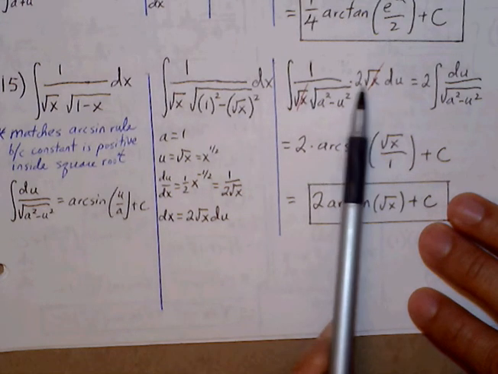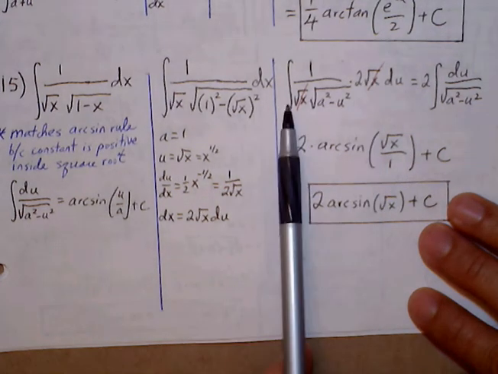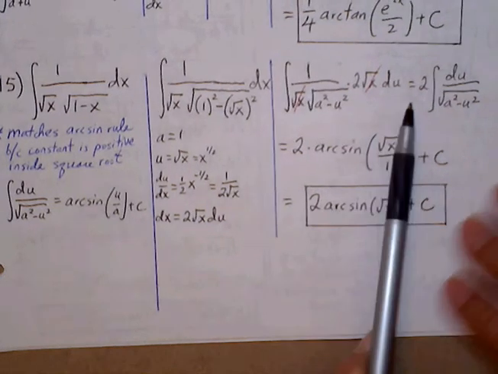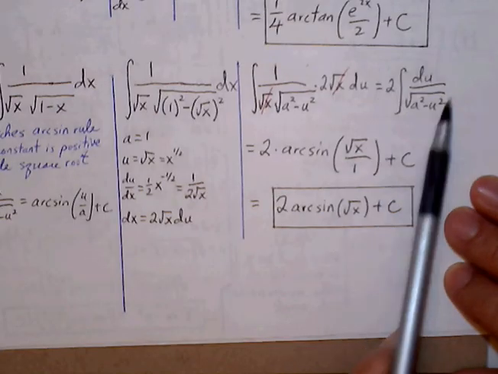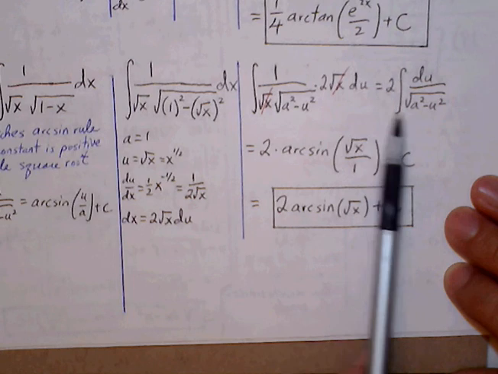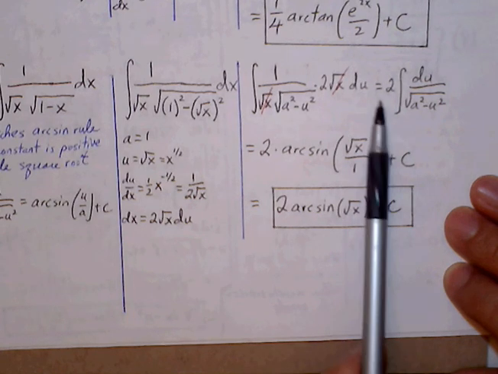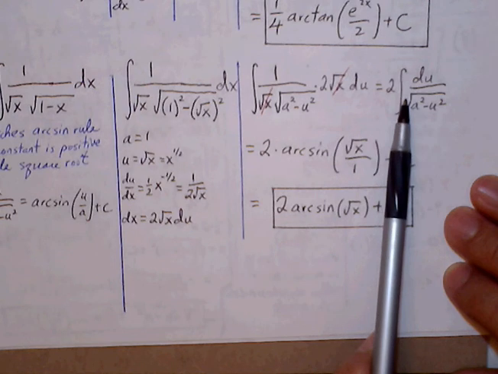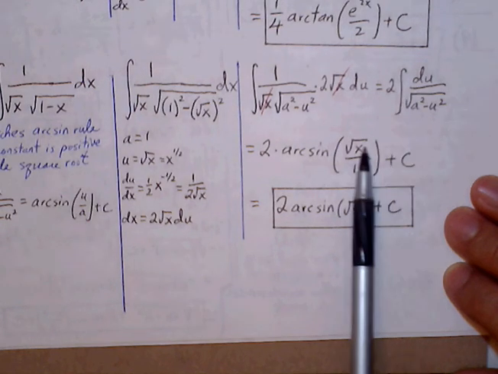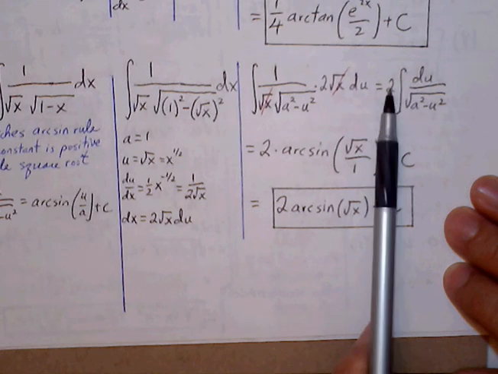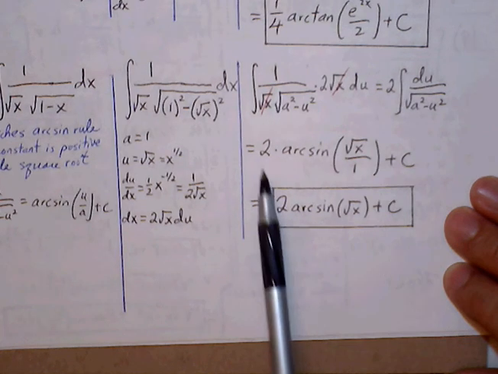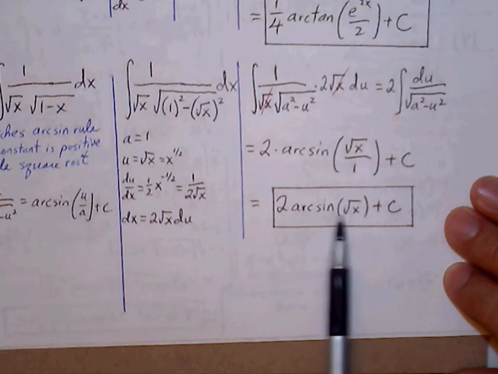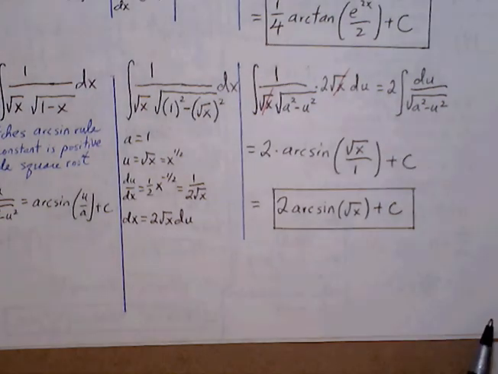dx gets replaced with 2 root x du. The square root of x cancels out. Pull the 2 in front. So now if you observe what you have left, this matches perfectly with our arc sine rule. Okay. So we simply apply the arc sine rule, which is arc sine of u over a plus c, and the 2 is a coefficient, so that needs to come out in front, and we have our solution being 2 arc sine of square root of x plus c.